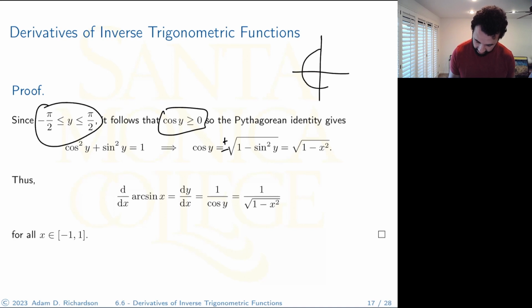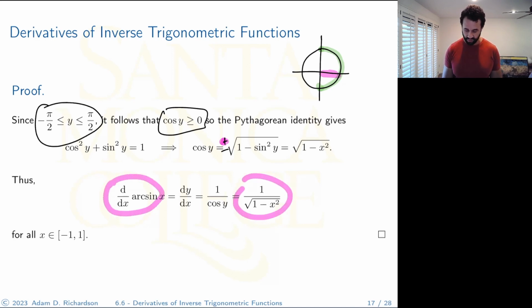Remember, here's the unit circle, but we restricted ourselves to this interval in order to talk about arcsine, right? Well, on this interval from negative pi over 2 to pi over 2, cosine is positive. So we're going to pick the positive result, not the negative result. And so that's why we eliminated that case. All right, so a little side note there. Long story short, the derivative of inverse sine is 1 over square root of 1 minus x squared.